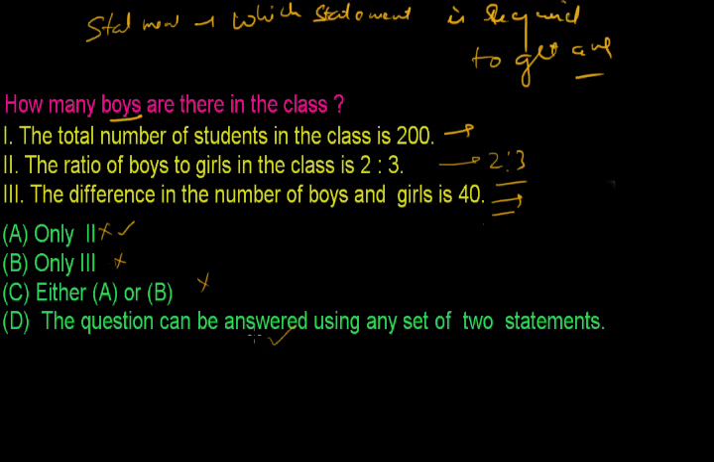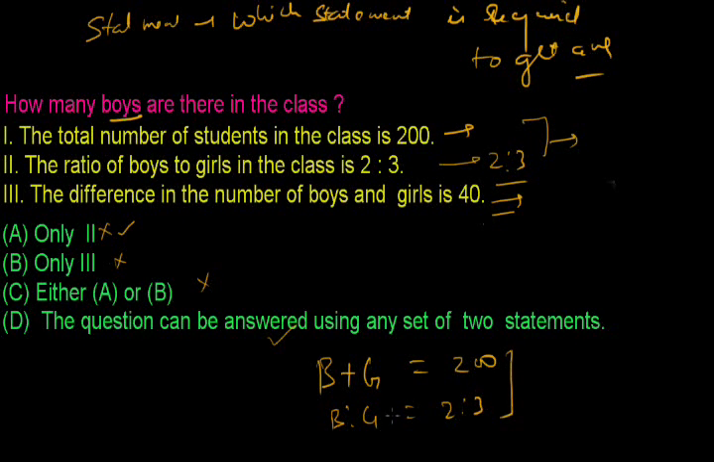Now let's check. The question can be answered using any set of two statements. Are there any two statements? If I take any two statements, will I get the answer? Yes, I'm getting the answer. If I take the first two statements, let boys be B and girls be G. Total is 200 and the ratio B to G is 2:3. These are two equations, and yes, I can get the answer. Boys would be 80 and girls would be 120.